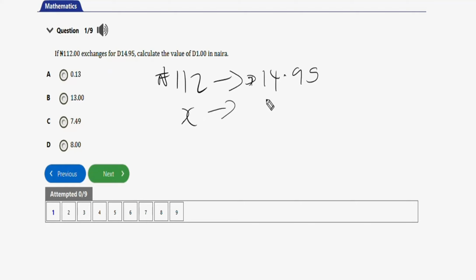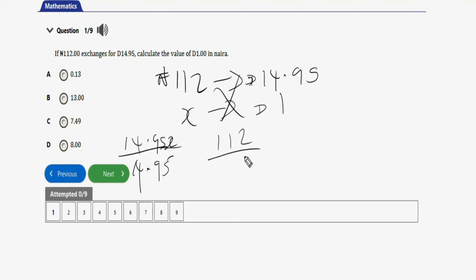Let's call it X. 1 D exchanges in naira, so do cross multiplication. It will be 112 times 1 D, so it will give you 112, and when you cross multiply, this will be 14.95 X. Alright, so when you divide both sides by 14.95 to make X the subject of the formula, this will cancel this one.